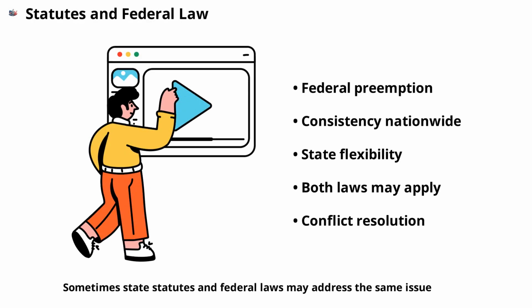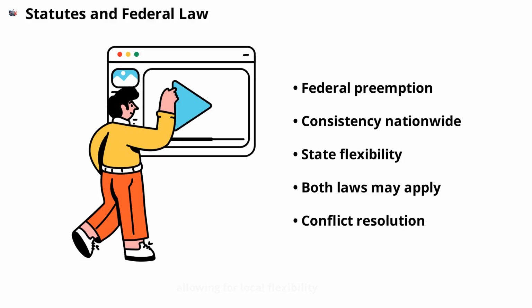Sometimes, state statutes and federal laws may address the same issue. In these cases, both sets of laws may apply, but federal law generally takes precedence if there is a conflict. This principle, known as federal preemption, ensures a consistent legal framework across the country. However, states can still pass laws in areas not covered by federal statutes, allowing for local flexibility.